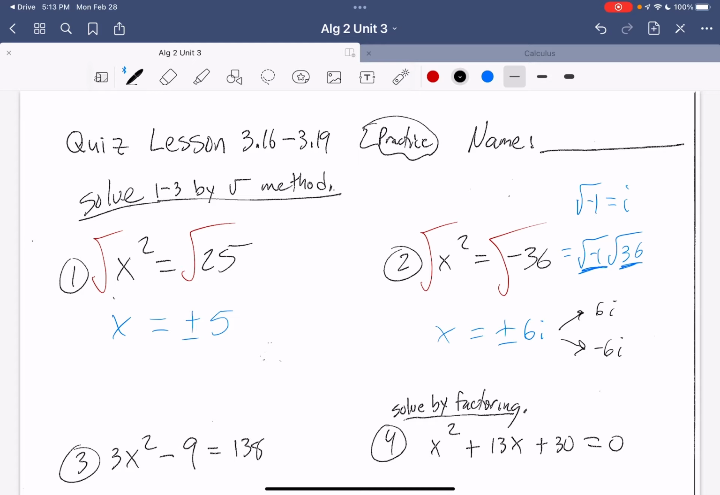And the fast way of writing that is with the plus minus symbol. So x is equal to plus or minus the square root, or plus or minus 6i. And then this is just plus or minus 5.